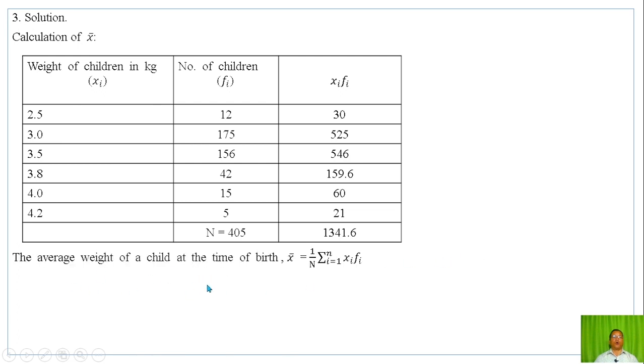The average weight of a child at the time of birth, x bar, is equal to 1 by n times the summation of xi fi, where n is 405. The summation of xi fi is 1341.6, so dividing, we have 3.31 kg, the average weight of a child at birth.